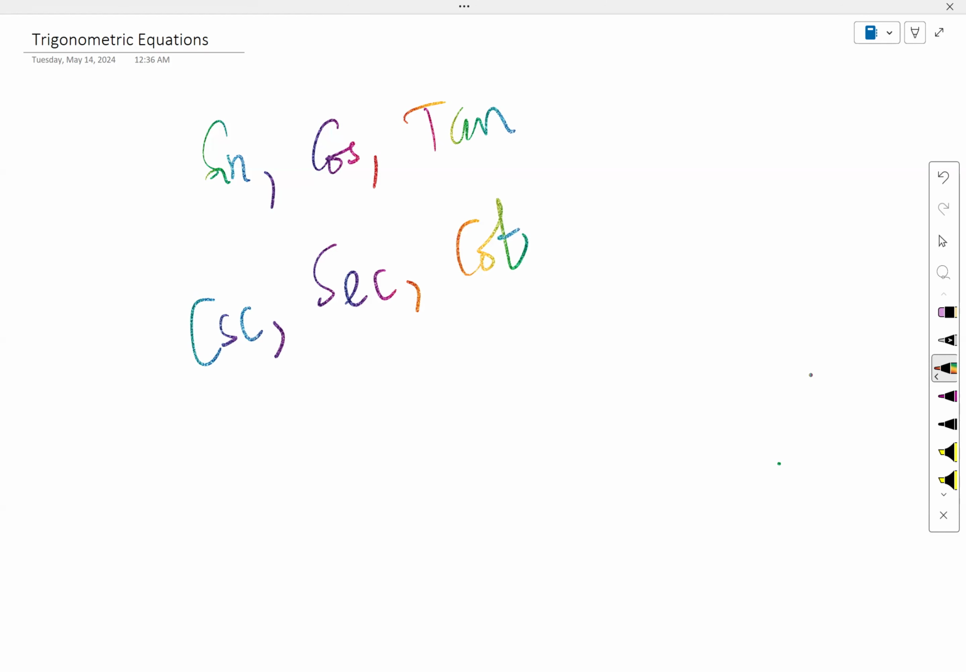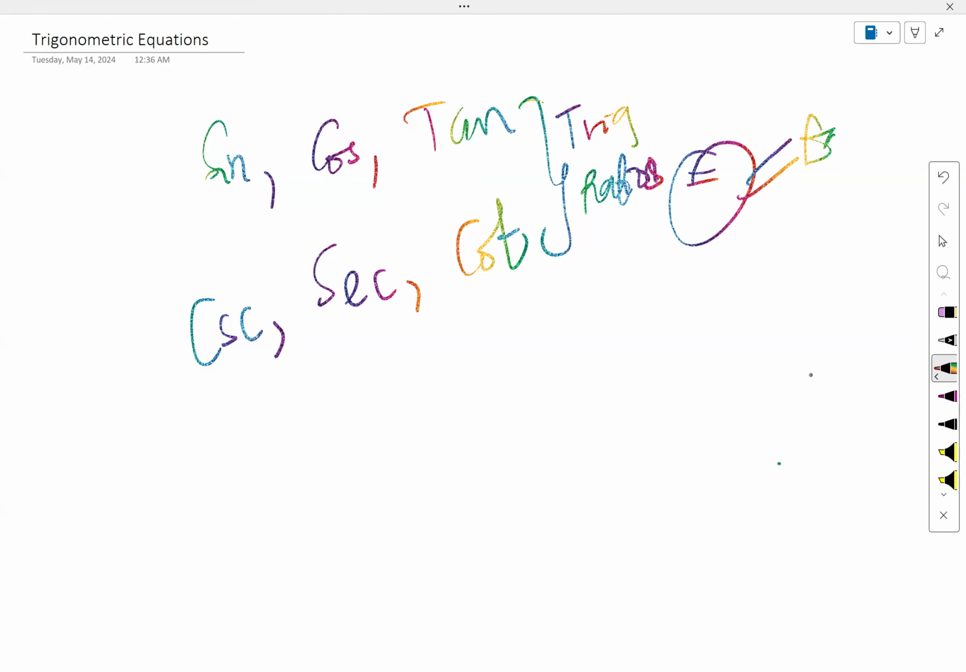So any equation, of course, what is an equation? An equation is an expression that has an equality sign. So when you say something equals something, then that's an equation. So these are trig ratios, and then you have the equality sign that makes something an equation. So any equation that involves the trig ratios is said to be a trigonometric equation.